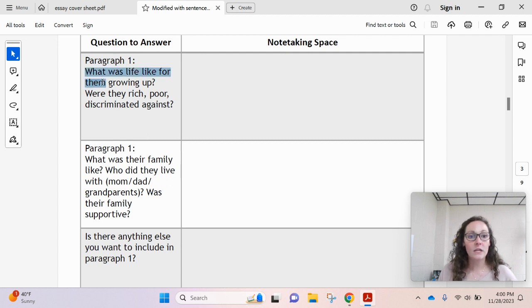The question right here says, what was life like for them growing up? Were they rich? Were they poor? Were they discriminated against? If these are vocabulary words that you need to look up to understand the definition, or if you need to translate them to understand the definition, please do so. Once you have researched this information, you can write some notes right here. These do not have to be complete sentences, but it needs to show that you did do some research to find the answer. Also, you have to cite your evidence, which is going to be very important.